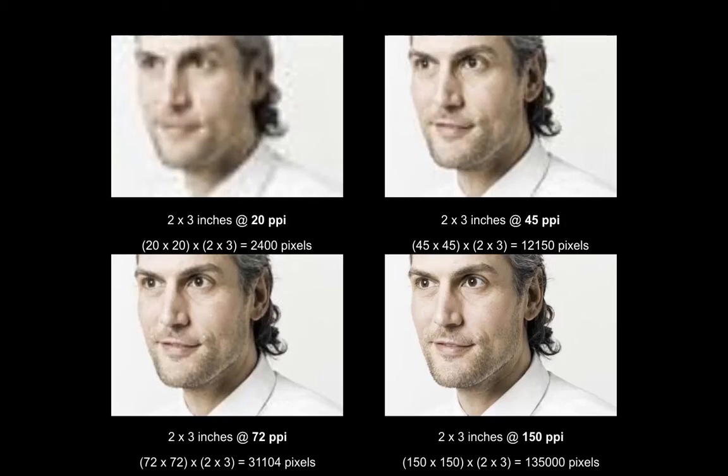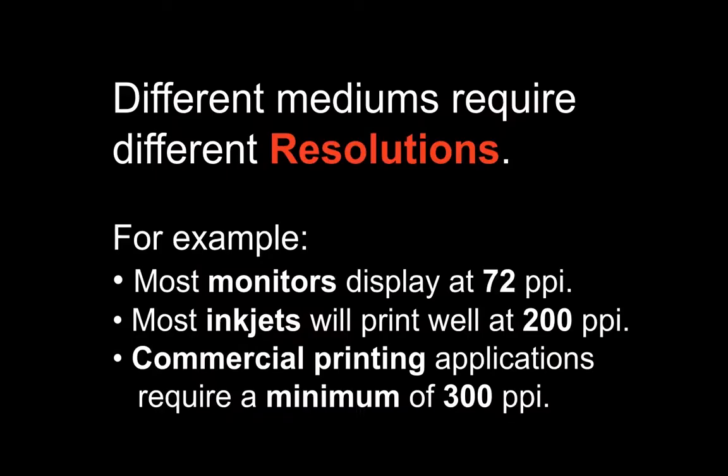So we have a 2 by 3 inches at 20 PPI. You can see that's a relatively low resolution. 2 by 3 inches at 45 PPI, a little bit better. 2 by 3 inches at 72 PPI. This is getting slightly better. And then we have 2 by 3 inches at 150 PPI, which is looking much better here.